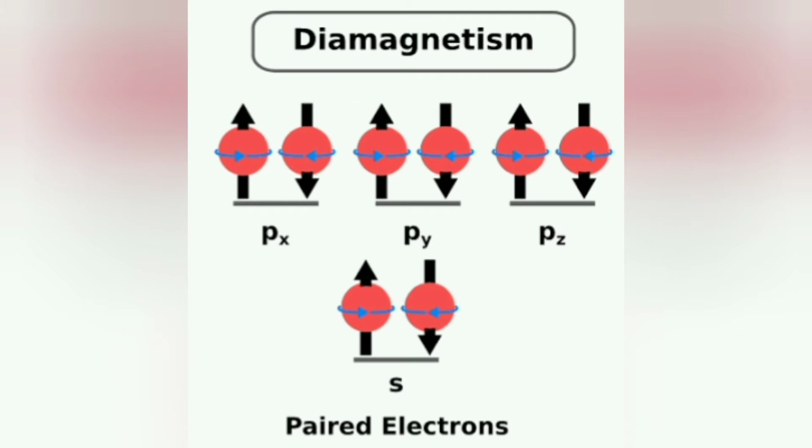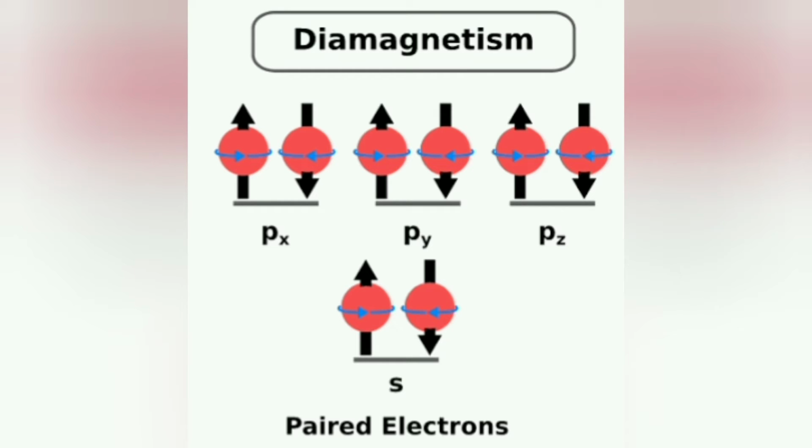In this schematic diagram, you can see that the different orbitals of the nucleus contain electrons which are all paired up. They are paired in such a way that the net magnetic moment becomes zero.